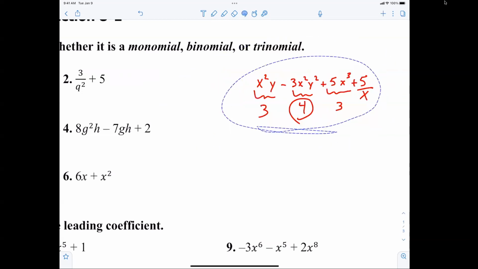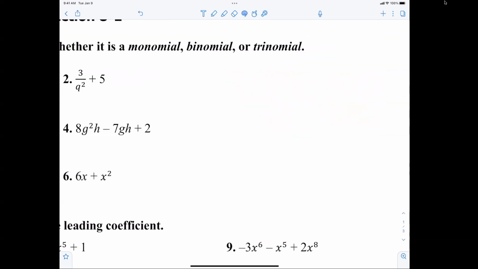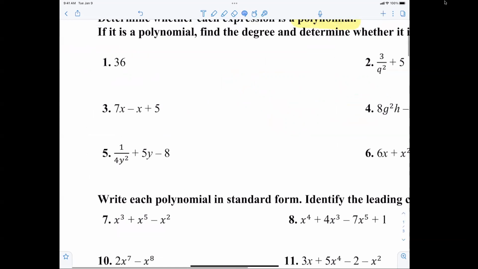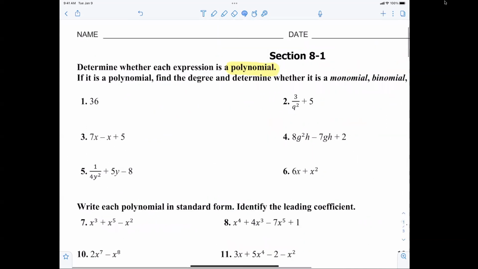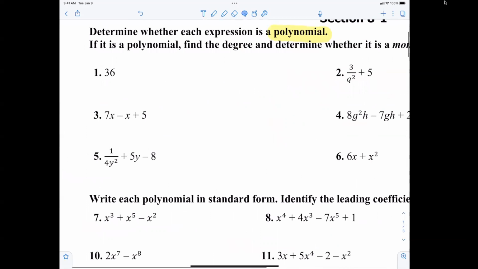All right. Now, again, please stay with me. Let's do this. Let's get it done. It's really, really simple.